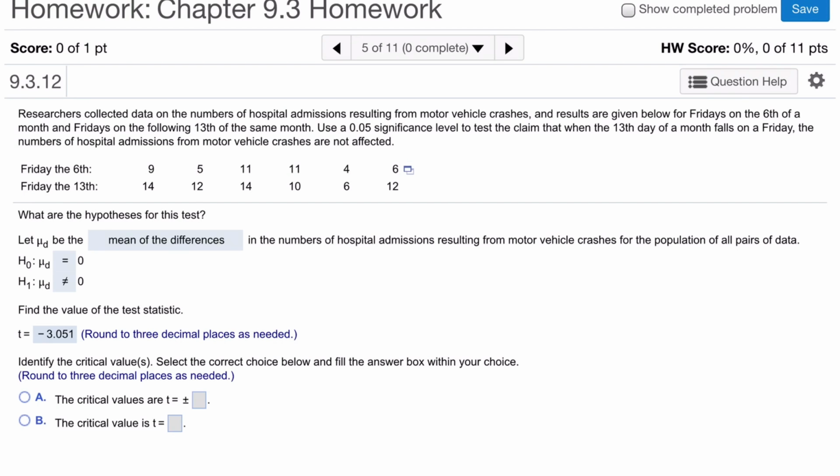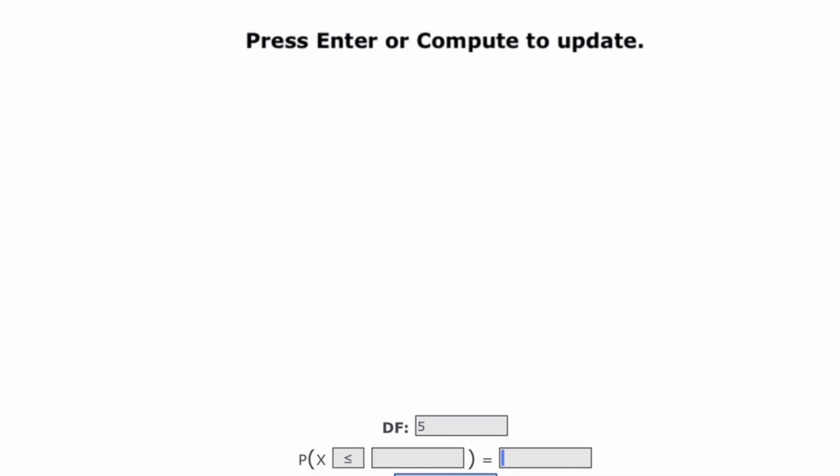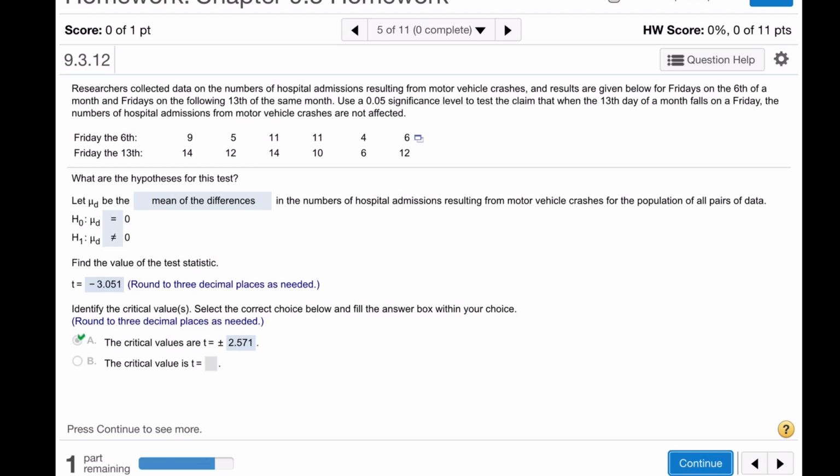We are to use a 0.05 significance level, and since this is a two-tailed test, alpha will be split into the 2 tails. So in the last box, we will type 0.025. What we find is a t-value of minus 2.571 if we round to 3 decimal places. Since this is a two-tailed test, our critical value will be plus or minus 2.571.